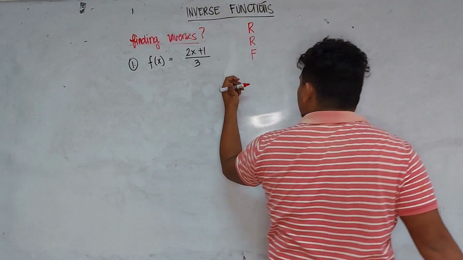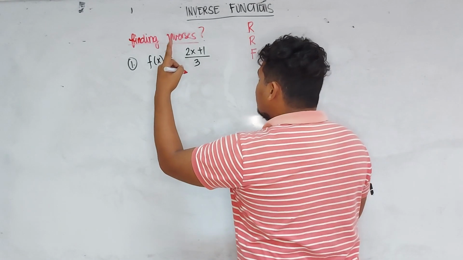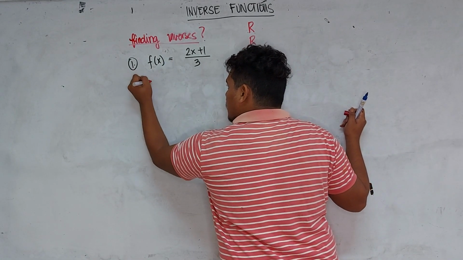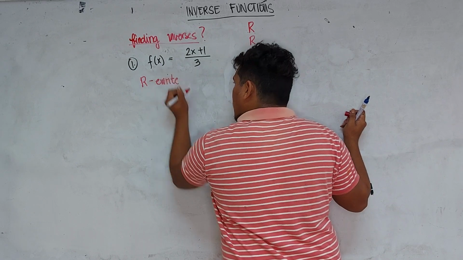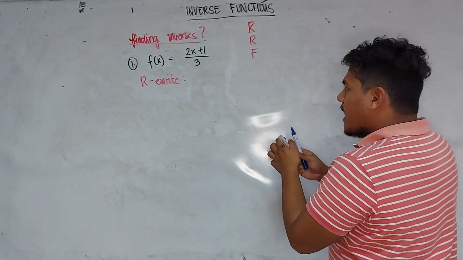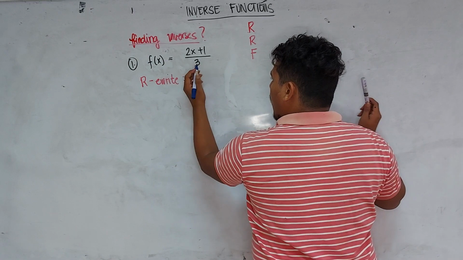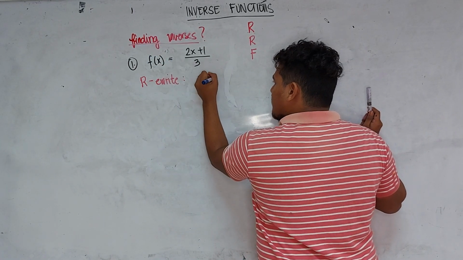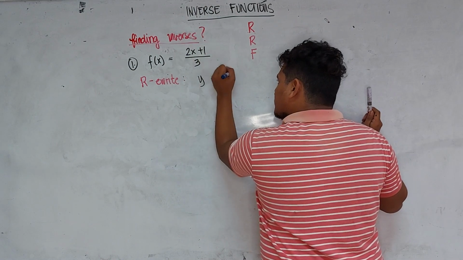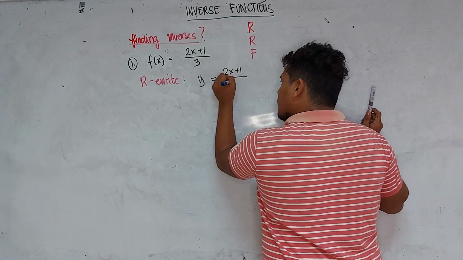The RRF, which means first step R, which means rewrite. What are you going to rewrite? Rewrite f of x to y. So f of x equals y. Y equals (2x plus 1) over 3.